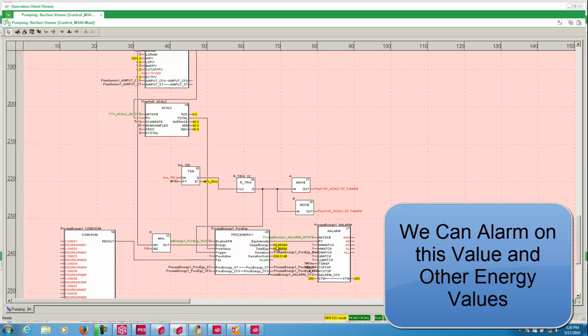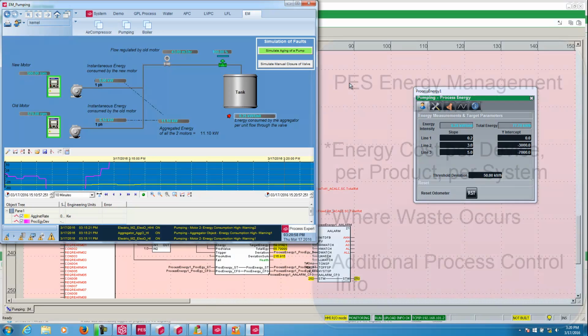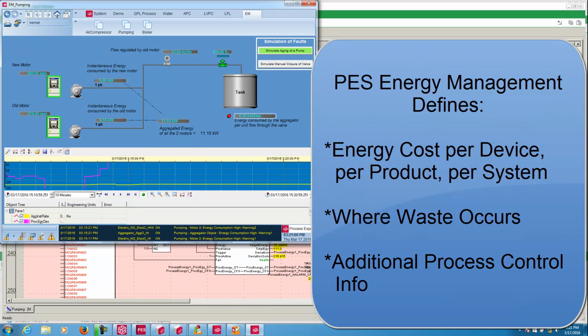We might not want our energy to go past 100 kilowatts every 5 minutes, for instance, or something to that effect, and at the end of the cycle we see it drop back. So that's the key thing that we wanted to mention with regard to PES energy blocks. It's very important for us to be able to demonstrate the value of these energy blocks to customers so that we can show them where their energy costs are, where they're wasting energy.